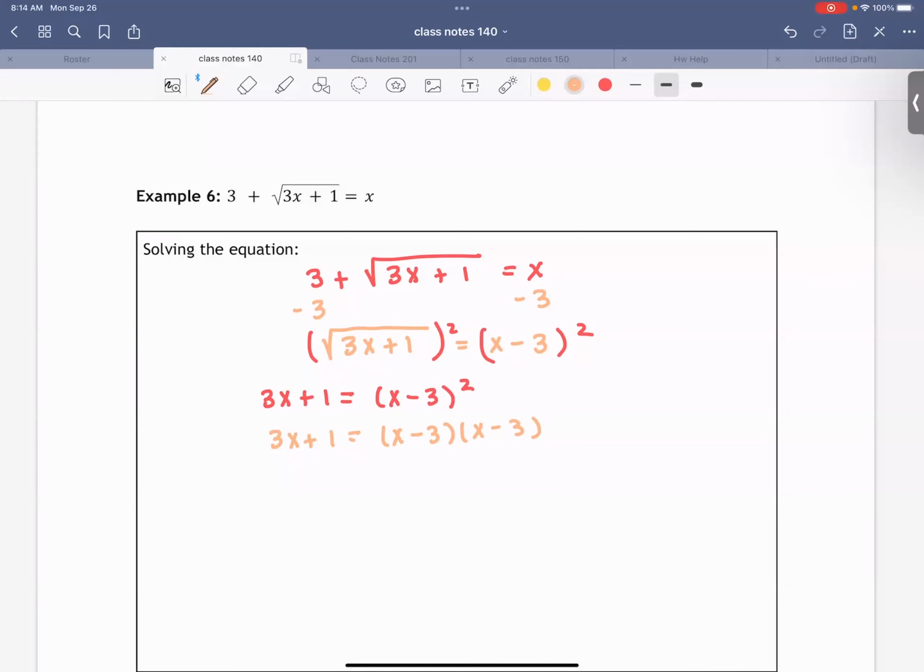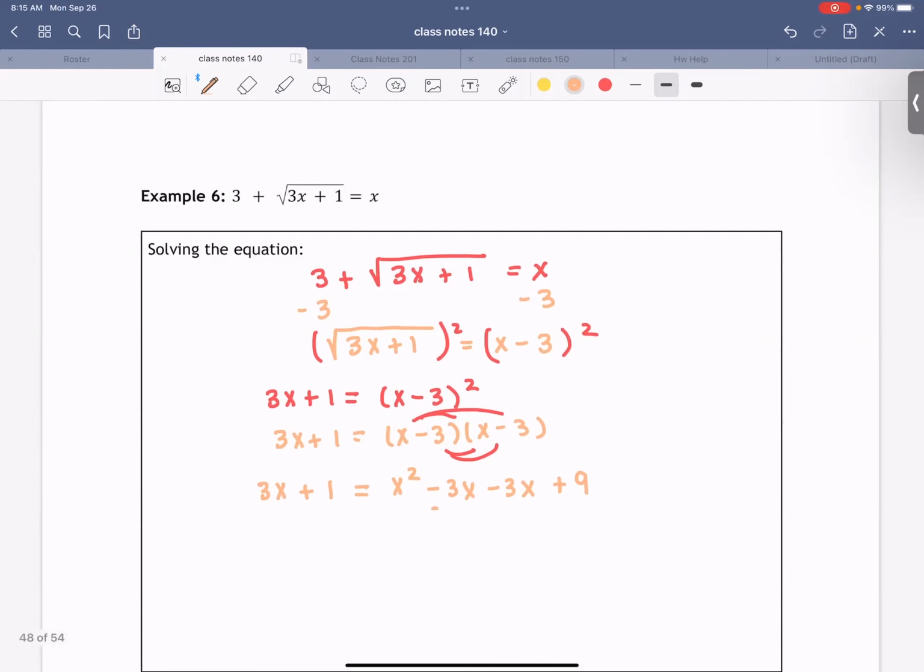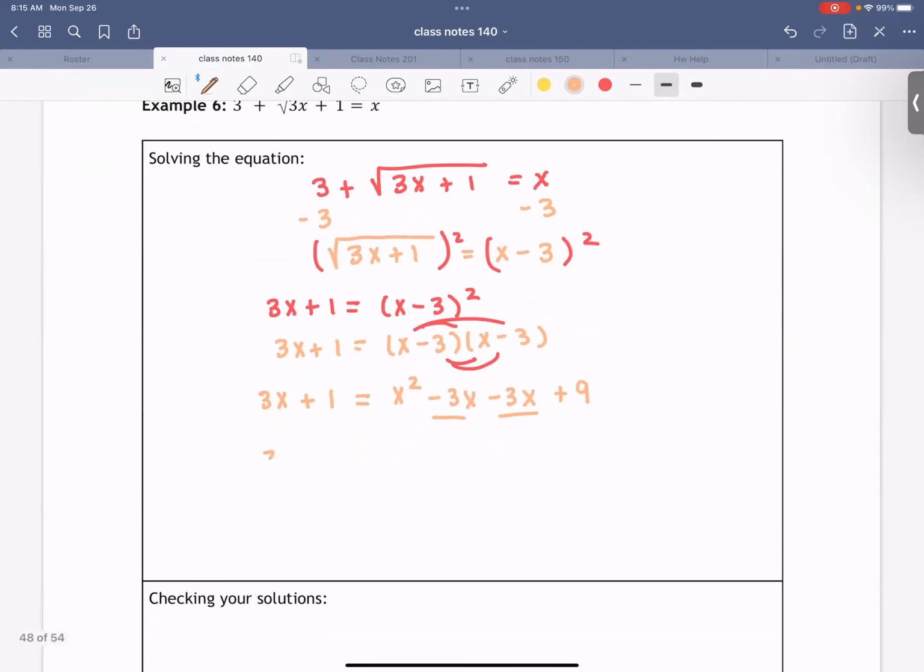Now we can FOIL. So I'm going to take my arrows and FOIL out this right-hand side. I think we have an x squared minus 3x minus 3x plus 9. And the left-hand side is the same. Okay. So I FOILed everything out. Now everything's expanded. We have like terms on the right side. Guess we can combine those. 3x plus 1 equals x squared minus 6x plus 9.